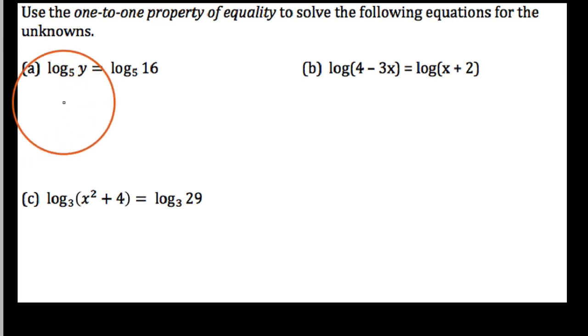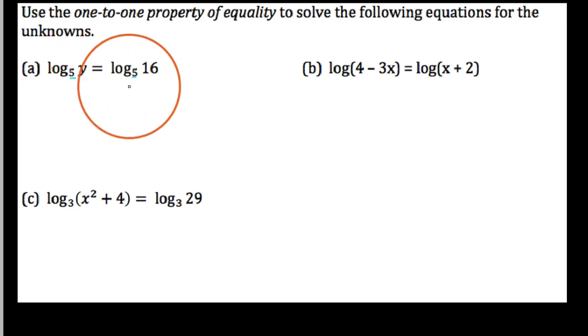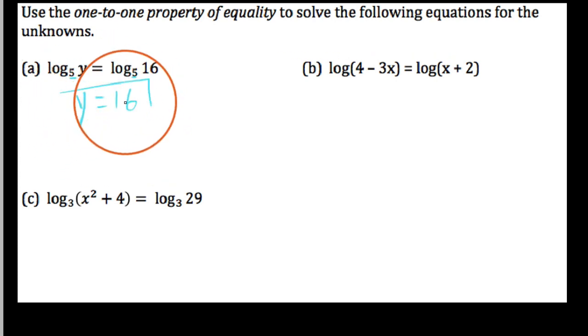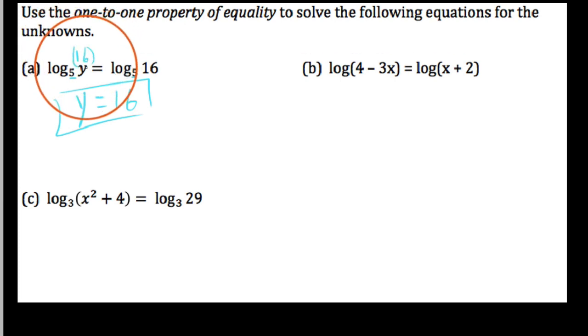We're just going to use this very quickly and highlight what it looks like. In this first example, it's kind of silly: log base 5 of y equals log base 5 of 16. They have the same bases, and these two logs are equal. Therefore, y must be the same thing as 16. And we're done, actually. We can plug this back in and check it: if I put a 16 in over here, we'd get log base 5 of 16 equals log base 5 of 16.